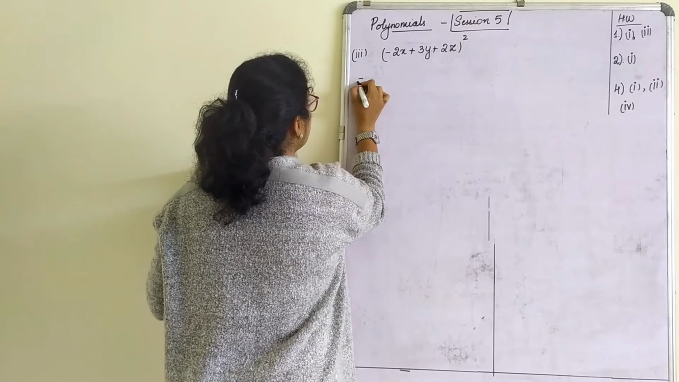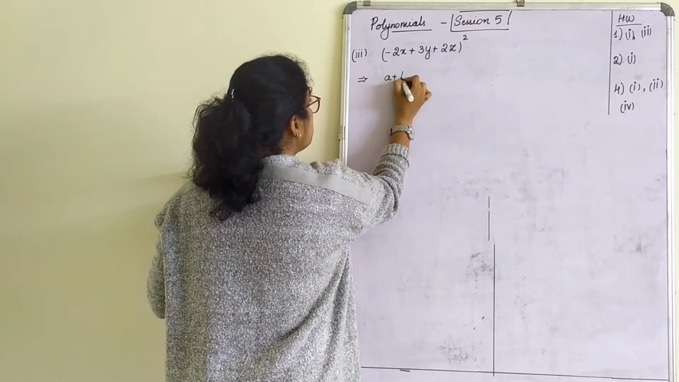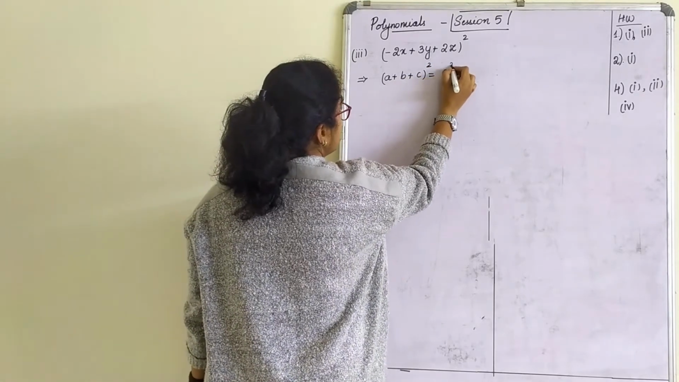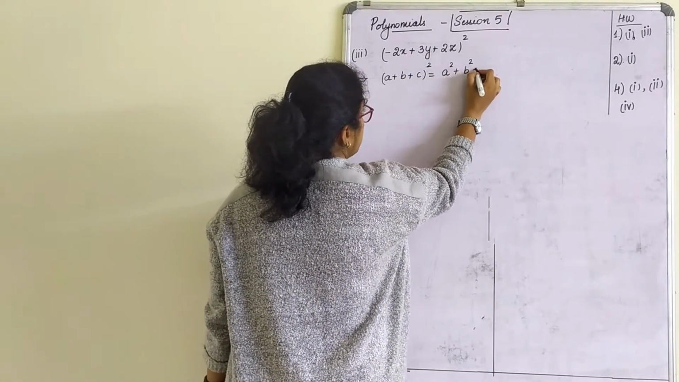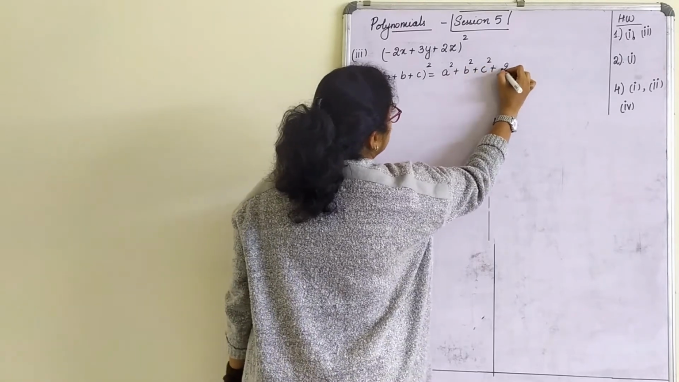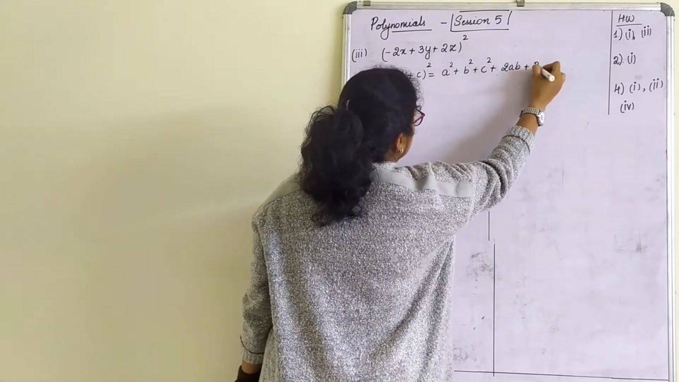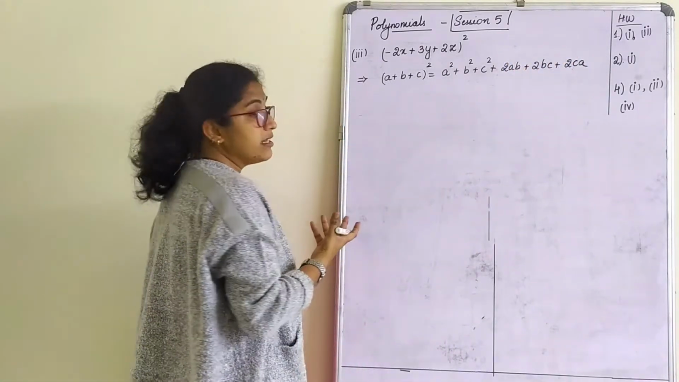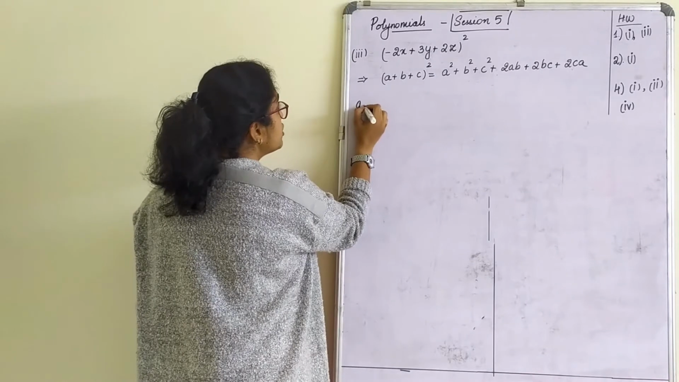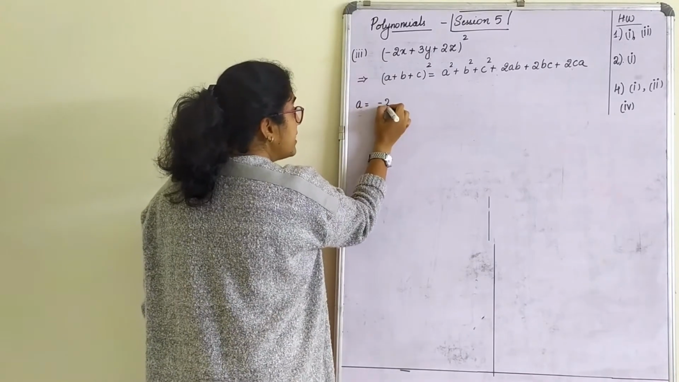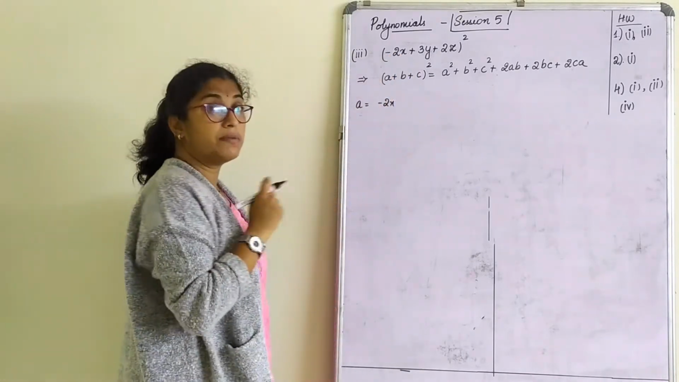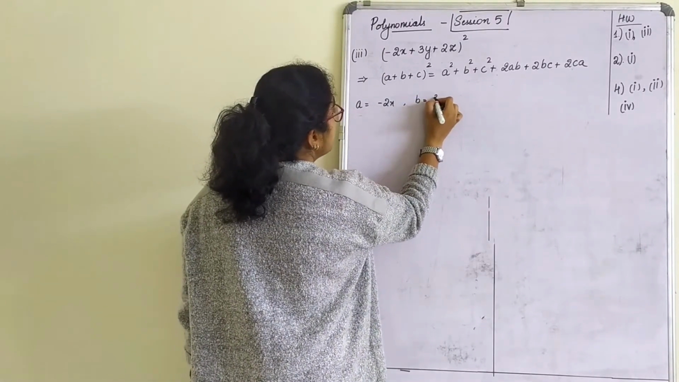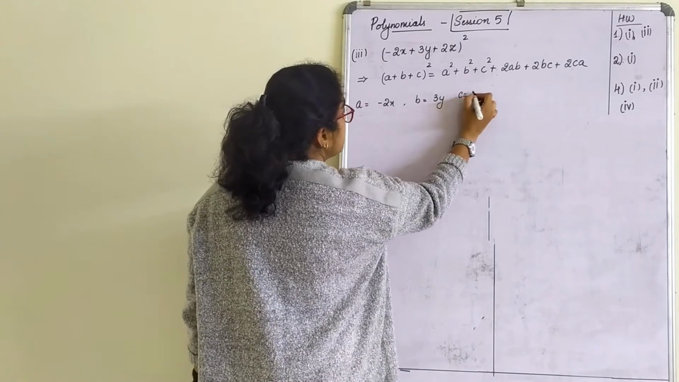So this is of the form a plus b plus c whole square, that is a square plus b square plus c square plus 2ab plus 2bc plus 2ca. So identify your a, b, c here. What is your a? A is minus 2x. See, minus is for the number because the formula is only for plus. What is your b? 3y. What is your c?